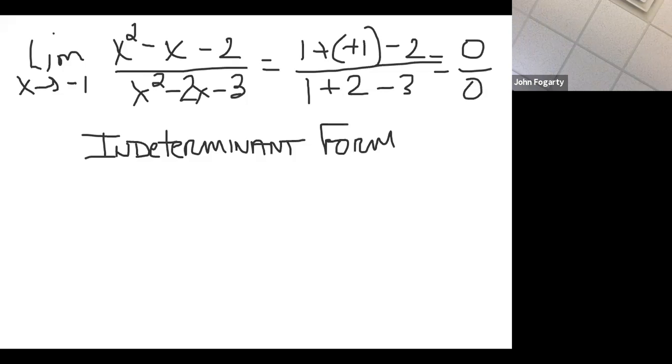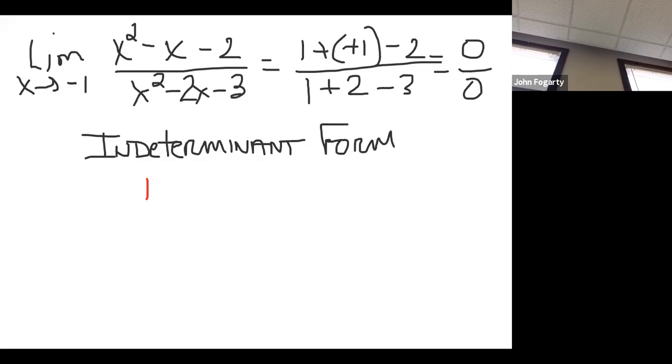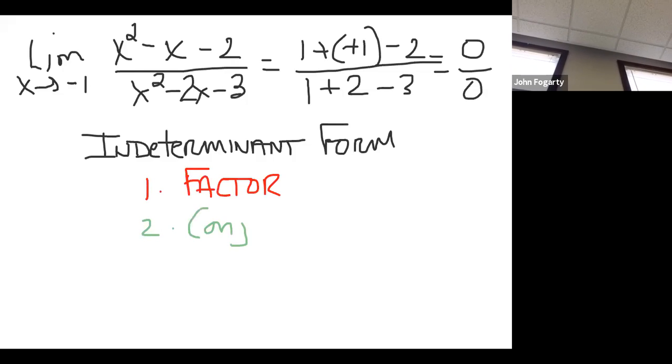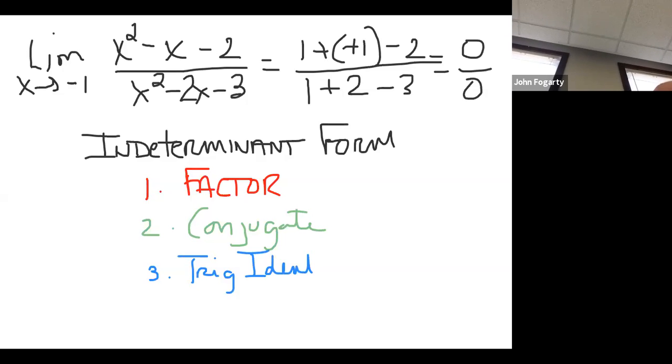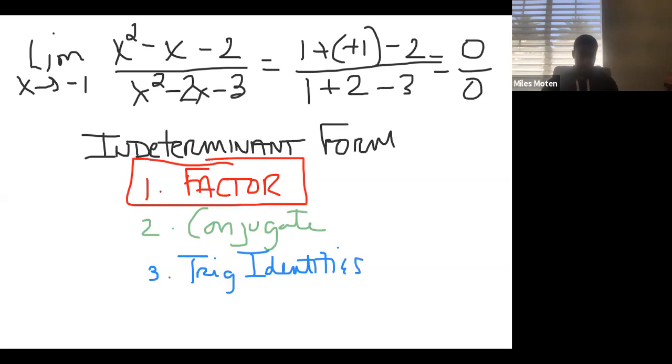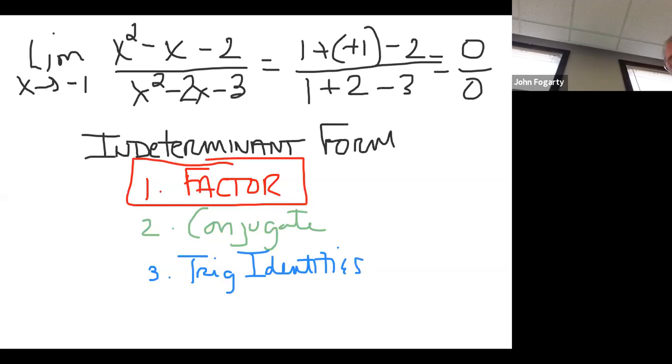Depending on what you have, you're either going to factor, you're going to use a conjugate, or you're going to use some trig identities. Now, I'm not sure what Miss Delmage has done with you. She did factoring for sure, right? Yeah, we did factor. Did you do conjugate and trig identities?